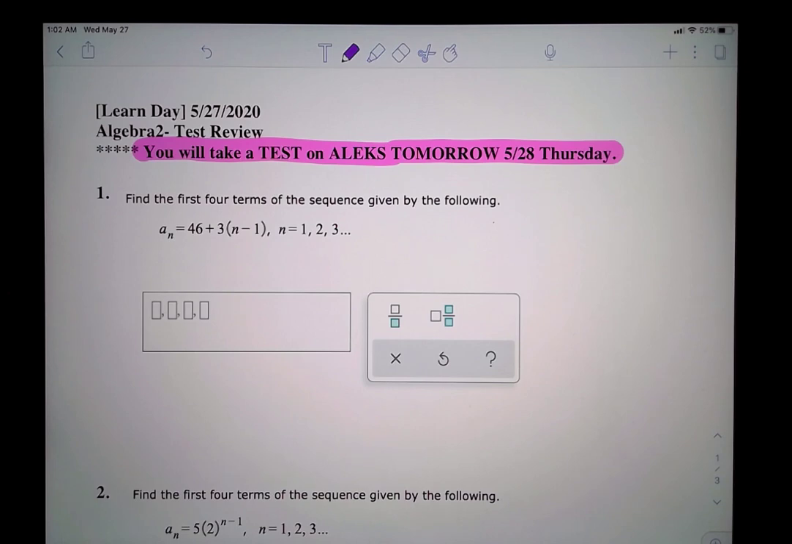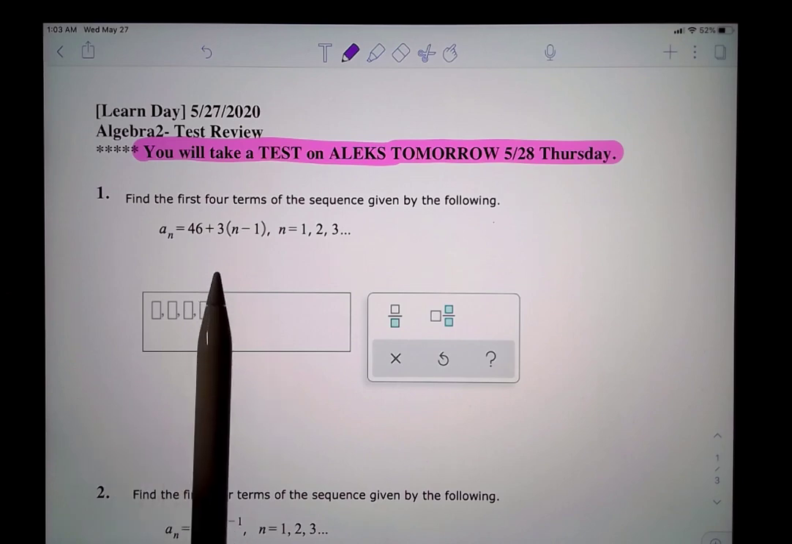So on the test, you will have sequences, so that could be arithmetic or geometric sequence, explicit form, and some formulas. You could have your formula paper with you when you take the test. Doesn't matter. Alright? And let's go.